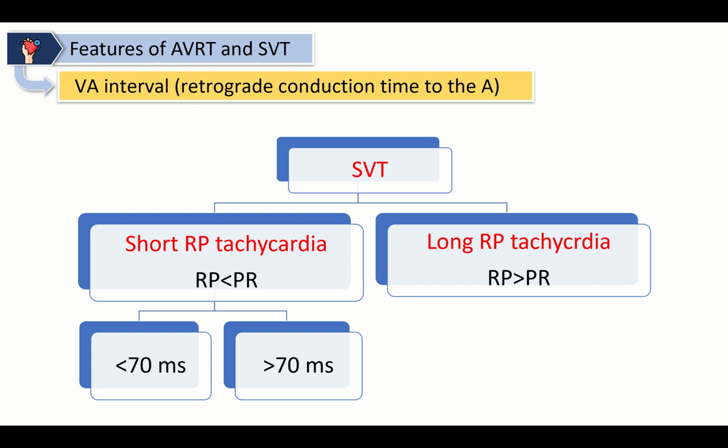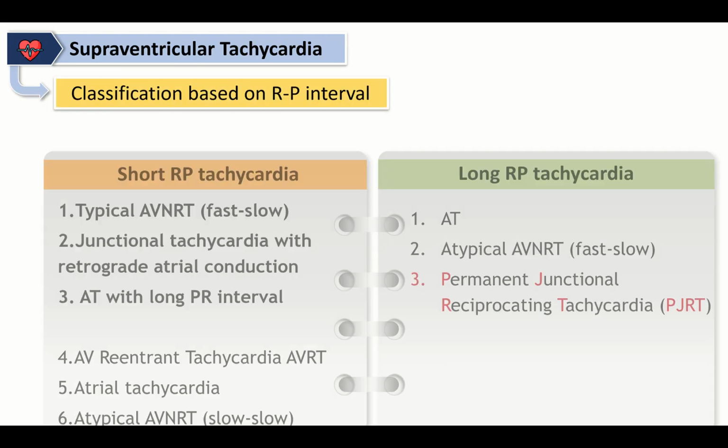Let's go to the golden rule. Assess the VA interval during SVT. Is it short RP or long RP? In short RP tachycardia, the RP interval is less than the PR interval, and the VA interval may be less than 70 milliseconds, or more than 70 milliseconds. On the other side, in long RP tachycardia, the RP interval is more than the PR interval.